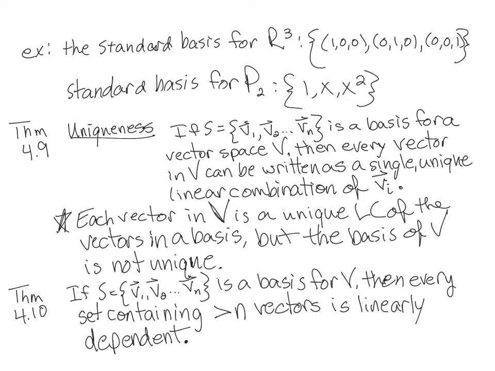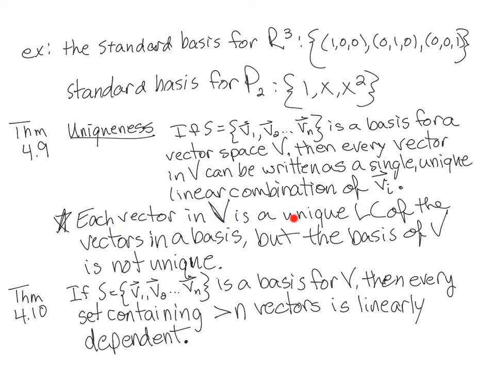All right, theorem 4.9, uniqueness. Don't let this confuse you, okay? If S is a basis for this vector space, then every vector in V can be written as a single unique linear combination of the spanning set vectors, okay? So each vector in V can only be written one way.